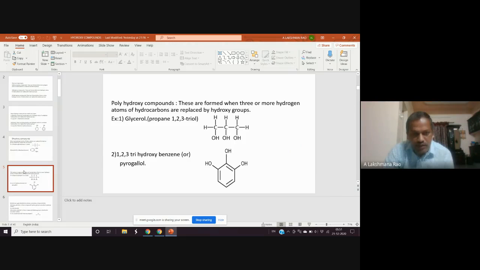Example for this is glycerol. Glycerol is also called propane-1,2,3-triol. It is an aliphatic hydroxy compound. And next one is pyrogallol. It is an aromatic hydroxy compound. Another name of this compound is 1,2,3-trihydroxybenzene. So, this is one classification of hydroxy compounds.